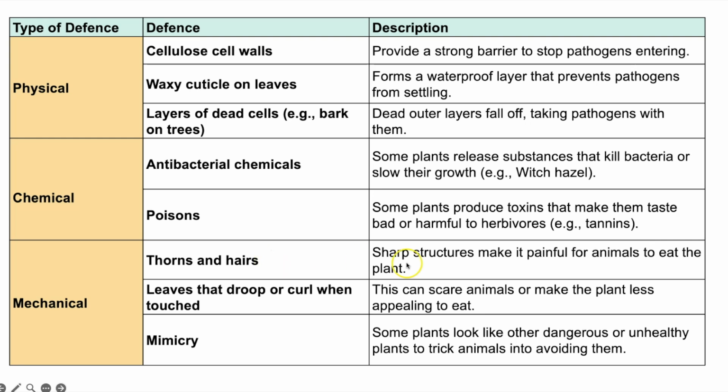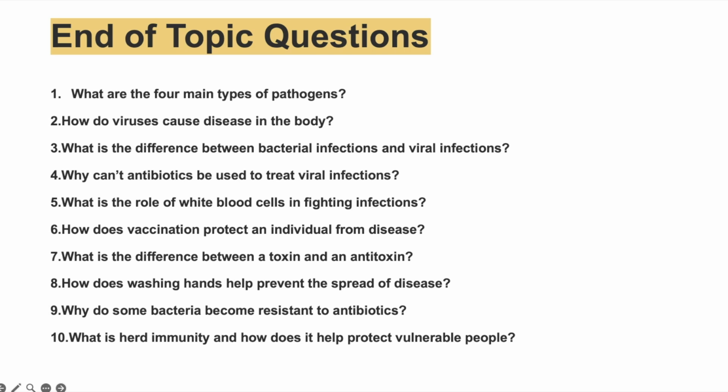Mechanical, we talked about the thorns and sometimes hairs, but there are also other mechanical defences. Some leaves will droop or curl when touched, and when that happens, it can scare an animal off because they might think it's another animal as well. So it's to help to prevent herbivores eating them. And this is the same idea with mimicry. Mimicry is the fact that some plants actually look like dangerous animals or other plants to trick animals to avoid them from eating them. So that takes us to the end of topic 3.